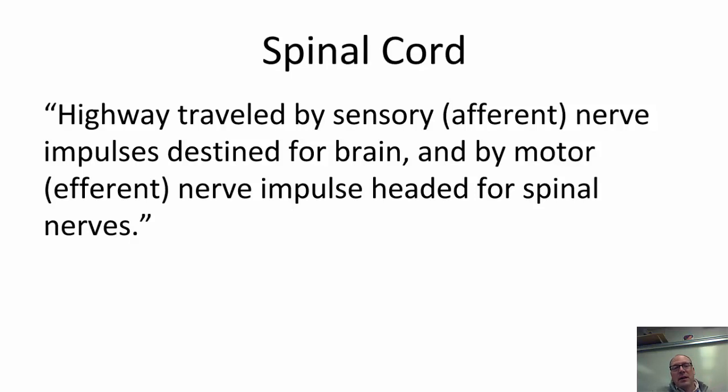Spinal cord. Basically, you think of the spinal cord as the superhighway traveled by afferent signals up the spinal cord, so ascending through the spinal cord to the brain. So that's for sensation. And then motor, which is efferent signaling down, or descending, through the spinal cord, headed for spinal nerves and out to effectors. And of course, effectors are going to be either muscles or glands.